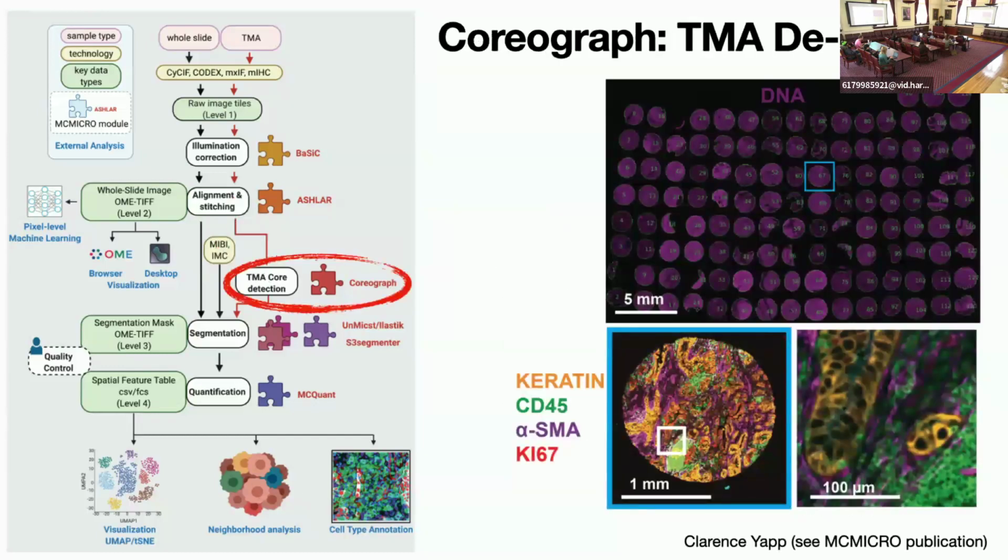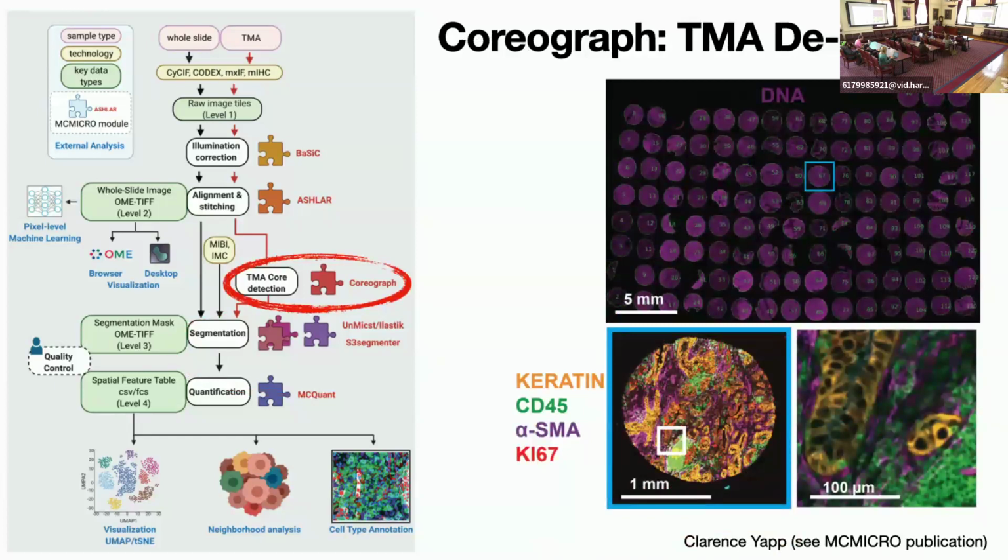Next thing is if you are imaging a tissue microarray, where you've got lots of small samples from different patients arrayed in one slide, people generally want to analyze each of these separately. So we have a tool from Clarence Yap called Coreograph. That's a UNet-based trained model that will detect where the cores are in the TMA, crop them out, save them in separate images, and then the rest of the processing downstream can actually happen in parallel.